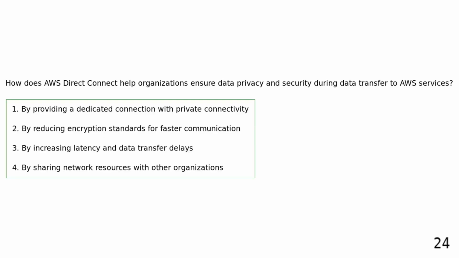How does AWS Direct Connect help organizations ensure data privacy and security during data transfer to AWS services? By providing a dedicated connection with private connectivity. By reducing encryption standards for faster communication. By increasing latency and data transfer delays. By sharing network resources with other organizations.